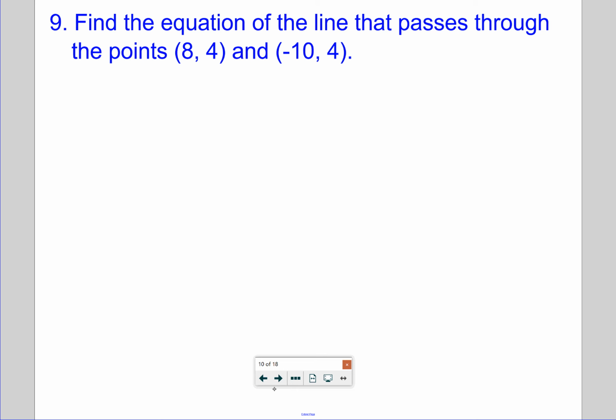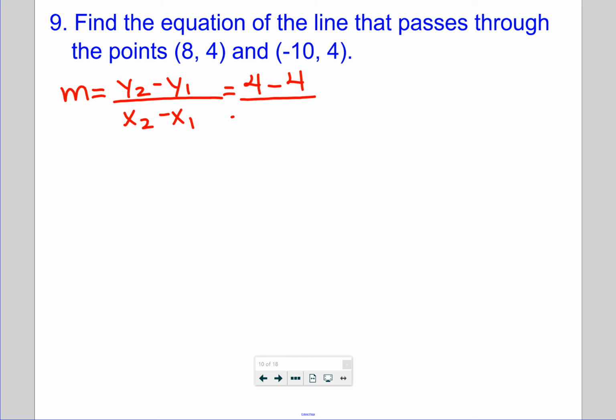Number 9, another equation problem. Find the equation of a line that passes through the points 8, 4, and negative 10, 4. So anytime you're given 2 points and you need to find the equation of the line, the first thing you need to do is find the slope. Slope formula is, let me write this down again, y2 minus y1 over x2 minus x1. My y value from point 2 is 4, minus my y value from point 1 is 4, over negative 10 minus 8. The numerator gives me a 0. The denominator gives me an 18.